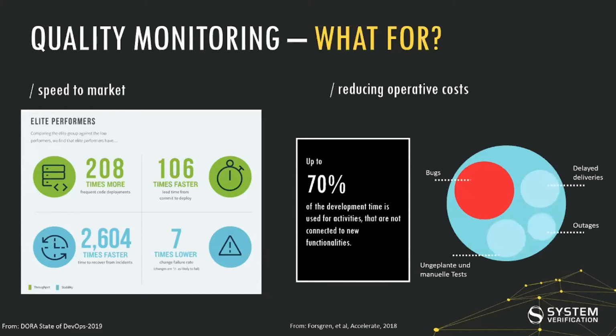All right, the answer is 70%. And 70% of the development time is really used for activities that are not related to functionalities. And I think 70% here is way too much. And I'm not saying that you can completely eradicate these 70%, but you can really reduce these operative costs by a huge fraction, maybe scaling it down to 30 or 40%, which is already a huge advantage for development firms and software firms. And I can assure you, with CodeScene, we are also able to close this gap between low and elite performers running this business.